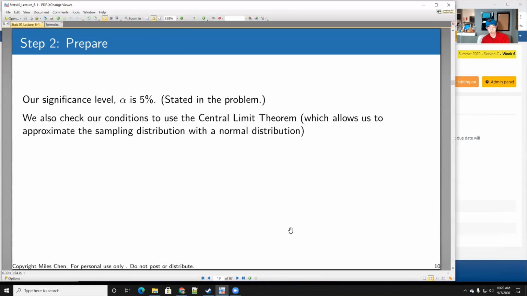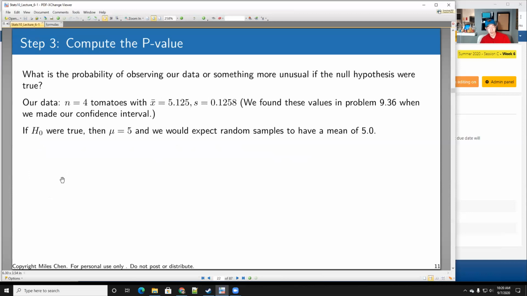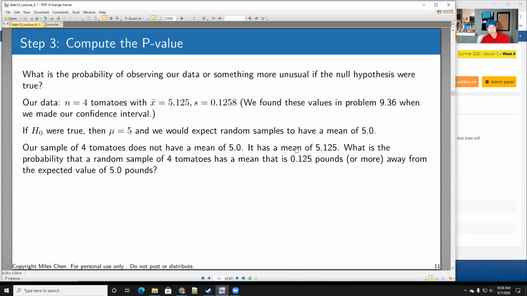So if the null hypothesis were true, we would expect any sample that we draw to have a mean of around 5 pounds. What we observed was a sample where the mean, X bar, is 5.125, with a standard deviation of 0.1258. So how likely is a random sample to produce this kind of number, 5.125, if the mean is 5? If the null hypothesis were true, we would expect random samples to have a mean of 5.0. We got something a little bit different. We got a sample mean of 5.125.